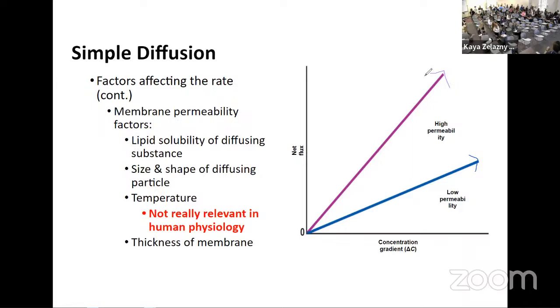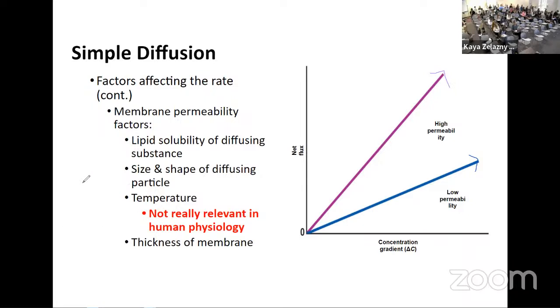So that membrane permeability could have to do with the lipid solubility of the diffusing substance. If something can diffuse easier, it's more lipid soluble, then it's going to go across faster. If it's a little bit lipid soluble, low permeability, it's going to go slower. So certain vitamins or medications, you will eventually learn, are lipid soluble. It's not always just oxygen.